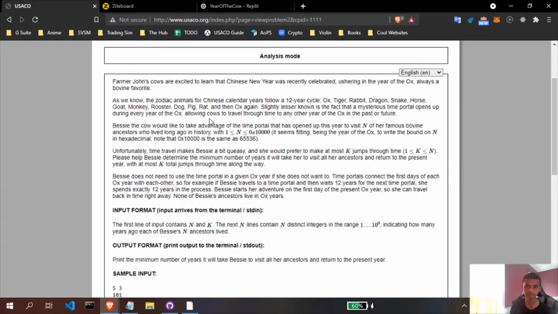So in this problem, Bessie is basically given a time portal and she wants to visit n of her famous bovine ancestors who lived long ago, where n is between 1 and 65,536, and using the time portal, she can essentially jump back in multiples of 12 years. So for example, she can jump back to 12 years, or to 24 years, or to 36 years, but no years in between those.